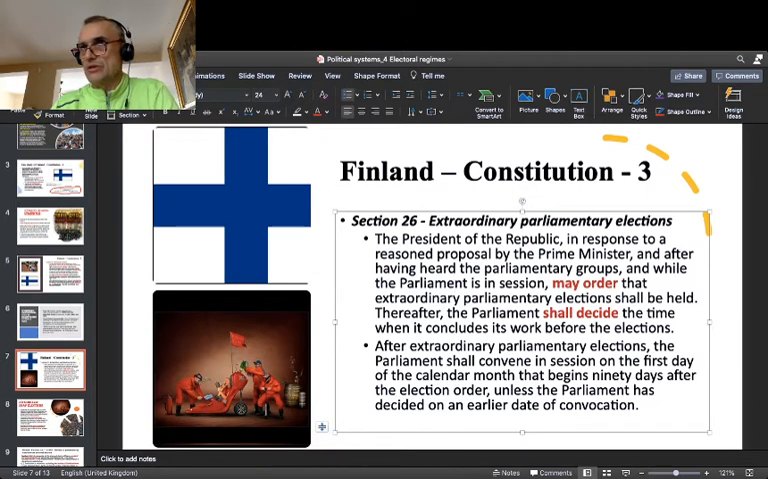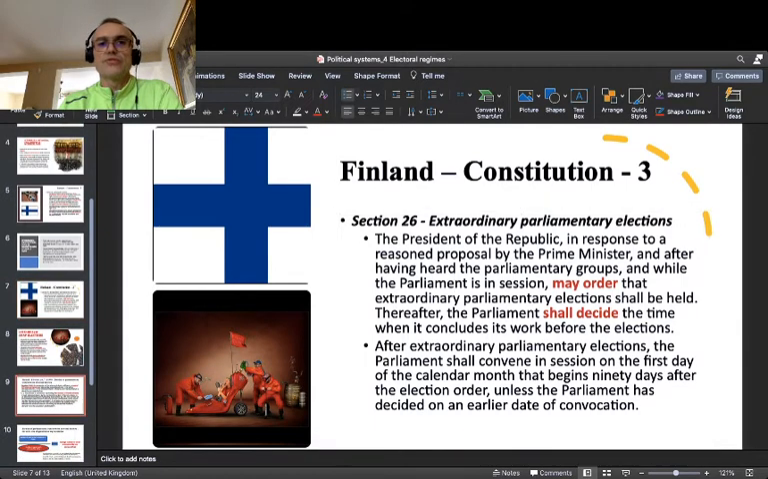before the elections. So even if the president decides to order extraordinary snap elections, the parliament has the last word as for the agenda of parliamentary work, before those snap elections take place.